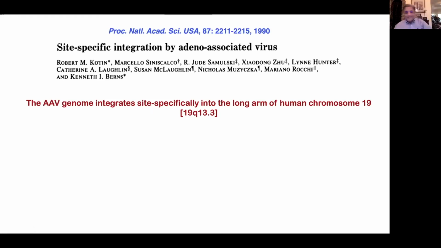My apologies. So the AAV genome can integrate site-specifically into the long arm of human chromosome 19, 19q13.3 to be very precise. Remarkably, this is the only virus that can do so. No other virus can deliver a gene site-specifically in the human chromosome. And again, as I said, I was very fortunate that I was able to work in his lab for 2 years. And I wish I could go back in time and work with him forever.